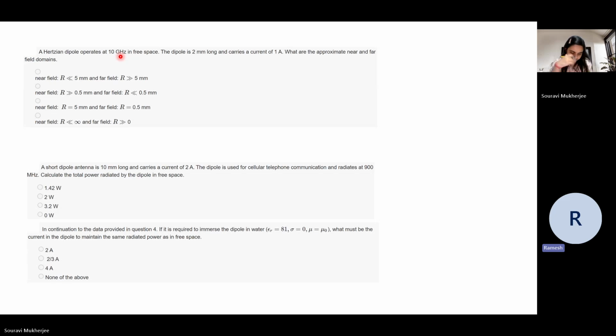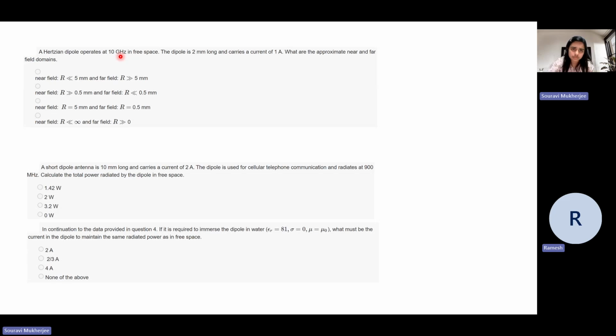1 second. Three into 10 to the power 8 equal to C lambda. So lambda is, oh, am I doing it opposite? 0.03 meters, madam. 0.03 meter, yes. So it should be 30 mm, right? Wavelength is 30 mm. Dipole length is 2 mm. Okay, and then now, 2d square by lambda.